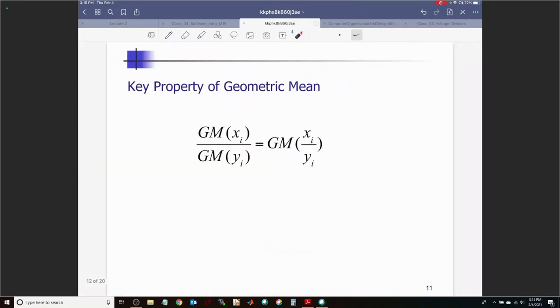A key property for geometric mean, in case you run into this when you're doing some numerical problems: if you have two sequences, for example, x_i and y_i, and you wanted to find out the geometric mean, there is a relationship between them. That is, the geometric mean of one set of observations divided by the geometric mean of the other set of observations will equal, you divide the observations first, element-wise, and then take the geometric mean later.